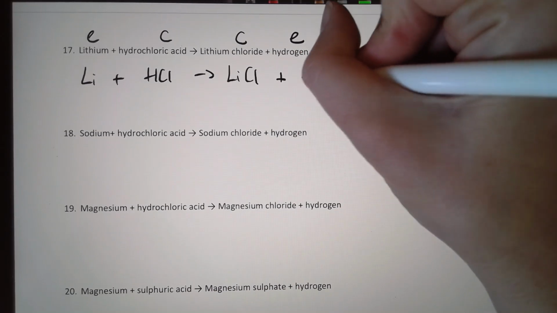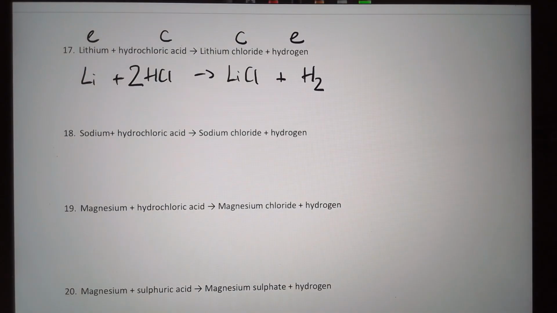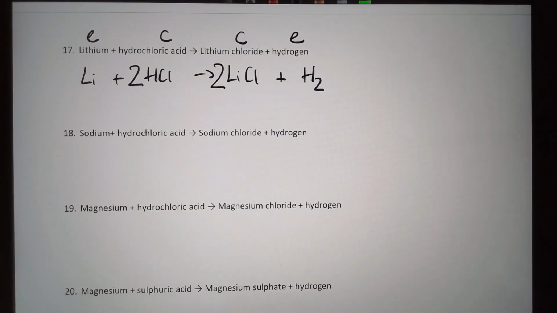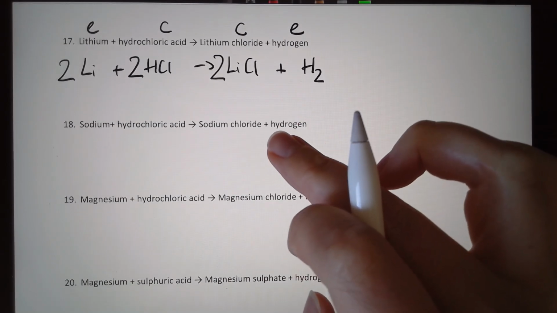Hydrogen is an element. It is diatomic, so I'm going to have 2 hydrogens on the right. That gives me 2 hydrogens on the left. Now I've got 2 chlorines on the left. I need 2 chlorines on the right. That means I'm also going to need 2 lithiums. The next one is going to be exactly the same, just with sodium instead of lithium.